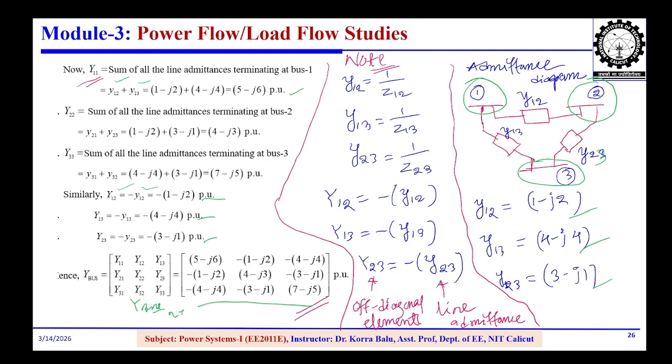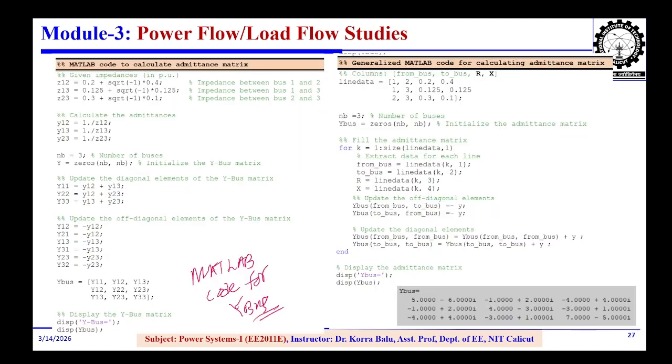If n is equal to 3, then the size of the Y bus is 3 into 3. This is very important. We will use this concept when we calculate the size of the Jacobian matrix. Similarly, you can see here the MATLAB code, where we will calculate the admittance matrix.